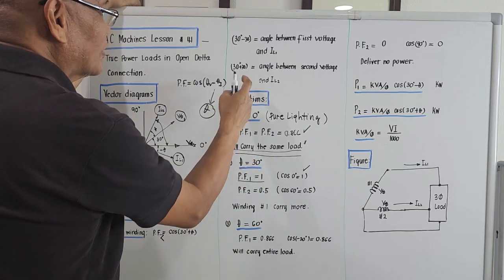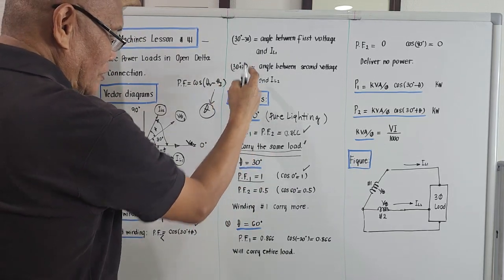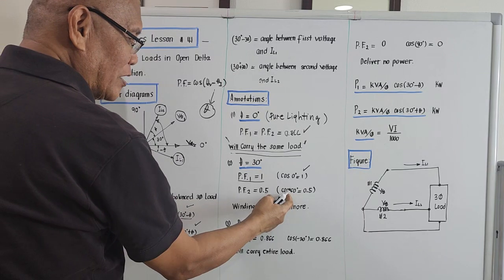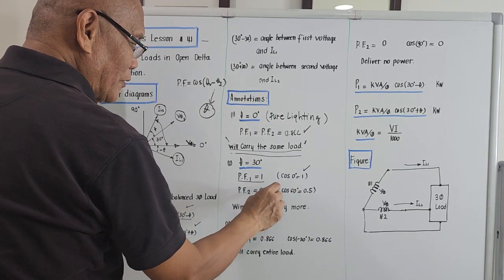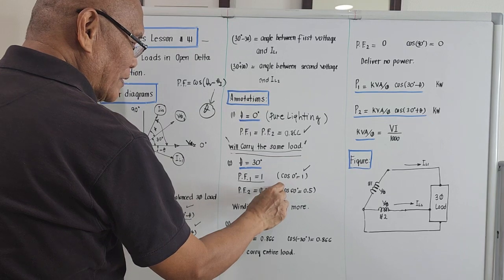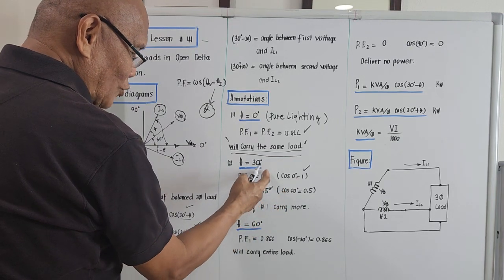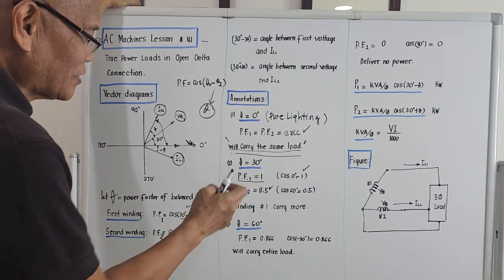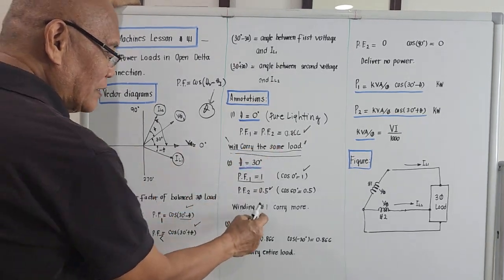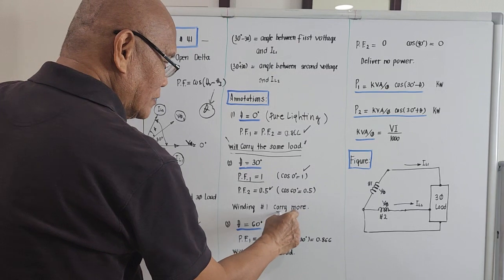And when theta is 30 degrees, 30 plus 30 will be 60. The cosine of 60 degrees is 0.5. So power factor number 2 will be 0.5. Number 1 is 1. Number 2 is 0.5. So when this occurs, winding number 1 will carry more load.